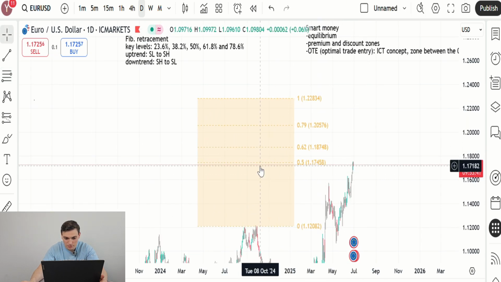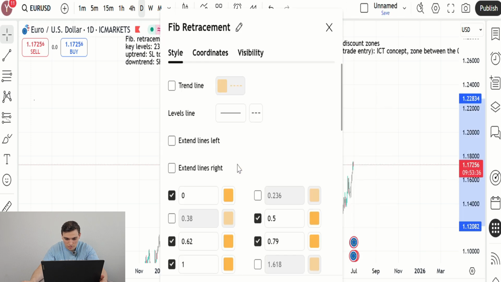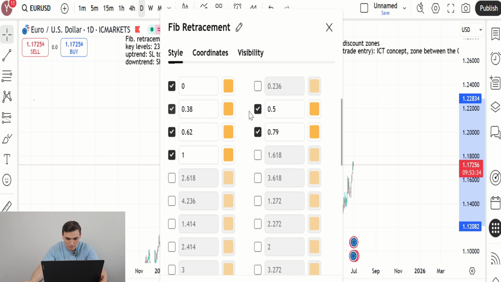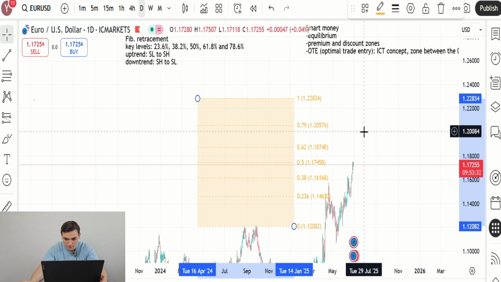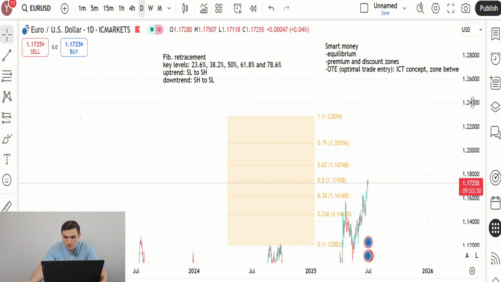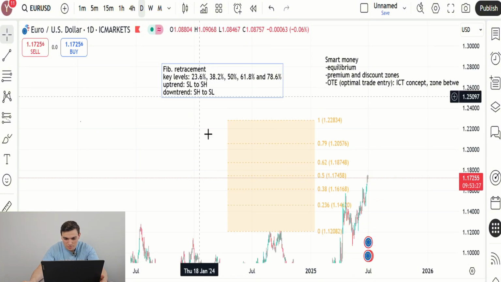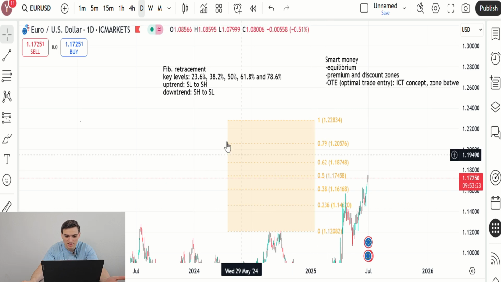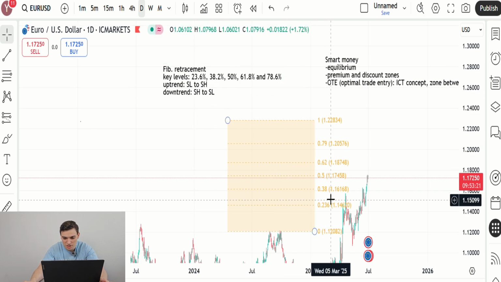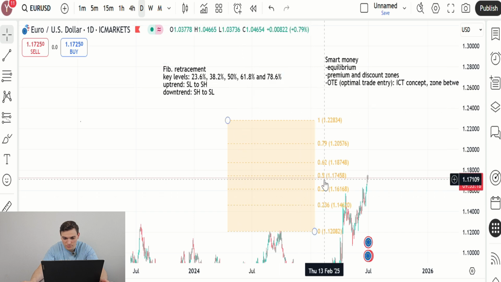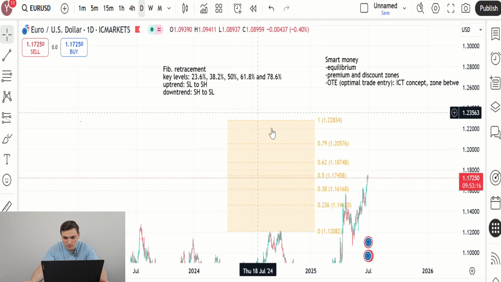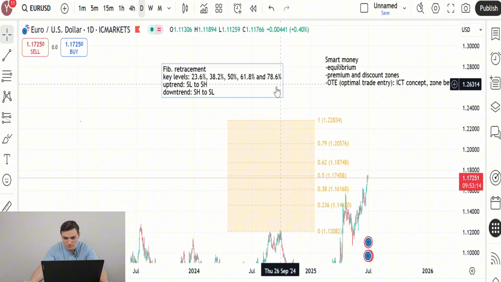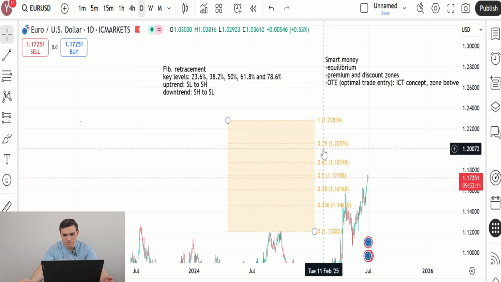Let me make this clear, because most of the time the chart is not going to say percent. Let me put this here for you guys so you don't get confused. Like I said, 23.6%, but on the chart it says 0.236. It's the same thing. 38.2%, 0.38; 50%, 0.5; 61.8%, 0.62; 78.6%, 0.79, right? Don't get confused about this, it's the same.